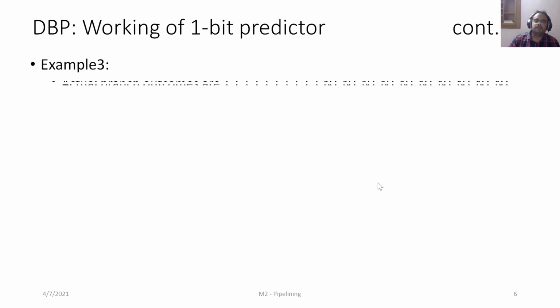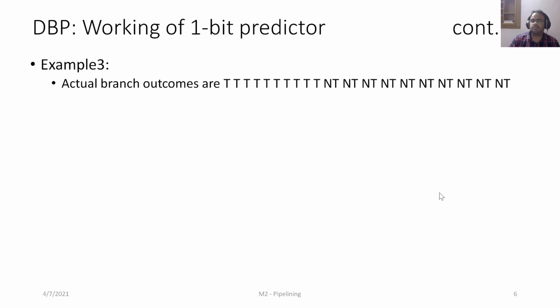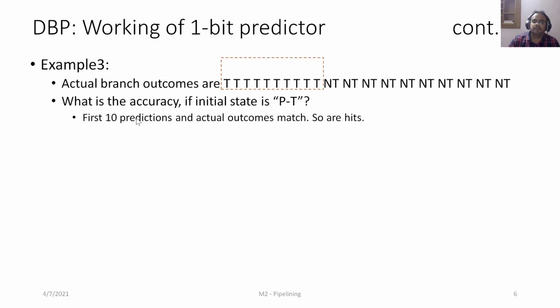So let's look at a few other examples to see how good the one bit branch predictor is. Now, if the actual branch outcomes are like this, so we have a sequence of taken, taken, taken, and a sequence of not taken, etc. Let's see how much the accuracy would be. If we are starting with the predict taken state, for the first 10 predictions, we'll predict taken and the actual branch outcome is also taken. So they are all hit predictions.